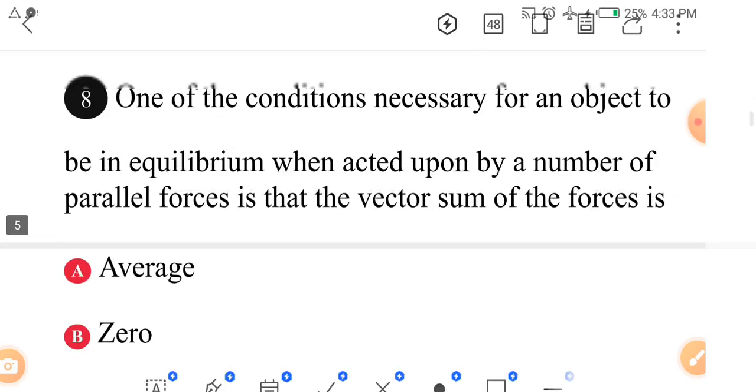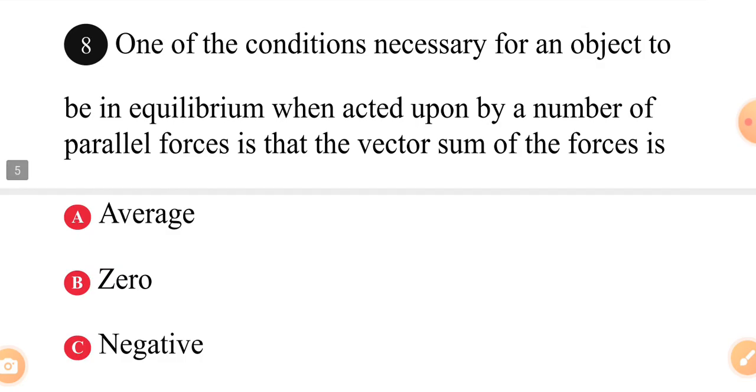See this question. One of the conditions necessary for an object to be in equilibrium when acted upon by a number of parallel forces is that the vector sum of the forces is dash.